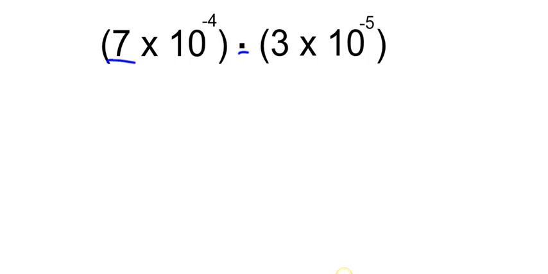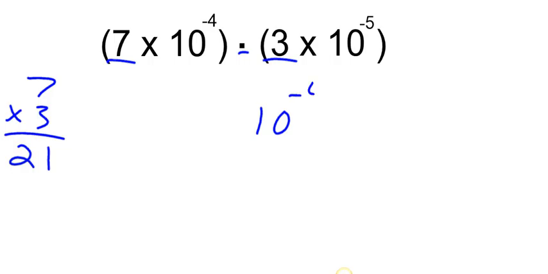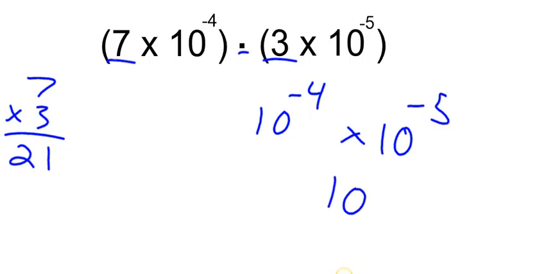We got 7 times 3. That's easy. 7 times 3 equals 21. And then I combine 10 to the negative 4th times 10 to the negative 5th. And so my base of 10 is going to stay the same. And negative 4 plus a negative 5, signs are the same, so the sign stays the same. Add the two integers together, and I get negative 9.